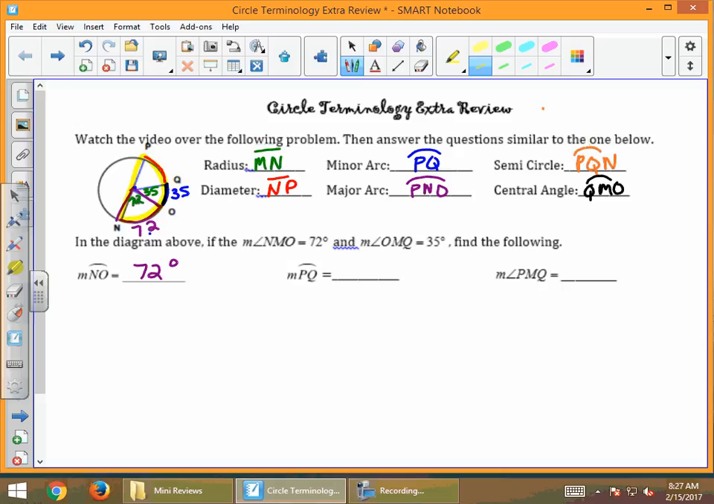And we know a semicircle adds up to 180 degrees. So we can do 180 minus 72 minus 35. You can subtract these two arcs from 180, and then we'll have the red arc left over. So when we do 180 minus 72 minus 35, we are left with 73.